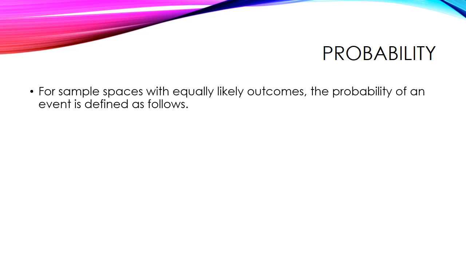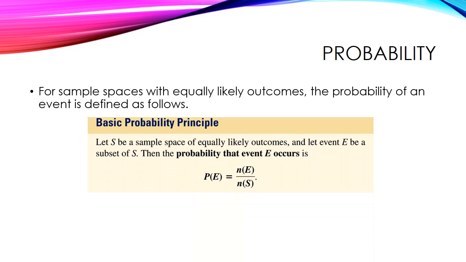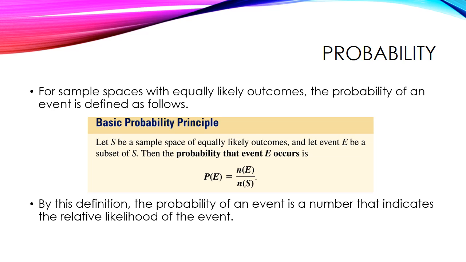For sample spaces with equally likely outcomes, the probability of an event is defined as follows. This is our basic probability principle. It says let S be a sample space of equally likely outcomes, and let event E be a subset of S. The probability that E occurs is the number of elements in E over the number of elements in S. By definition, the probability of an event is a number that indicates the relative likelihood of the event. The probability tells you how likely something is to occur.